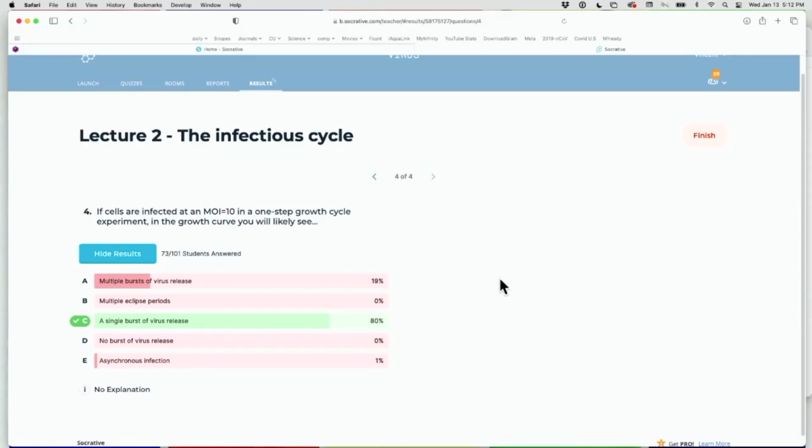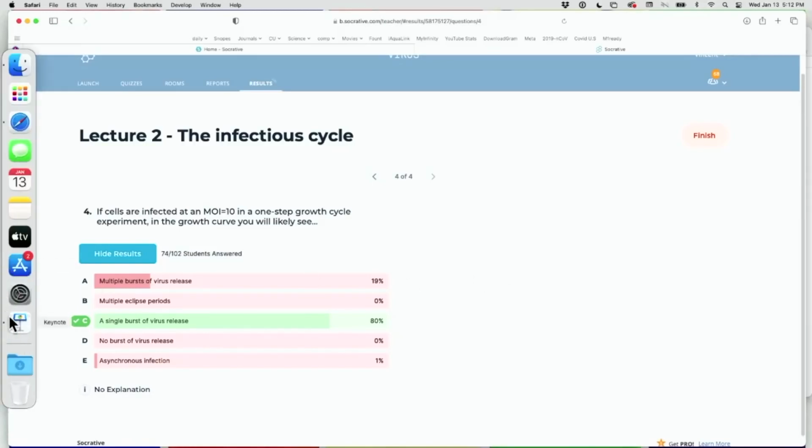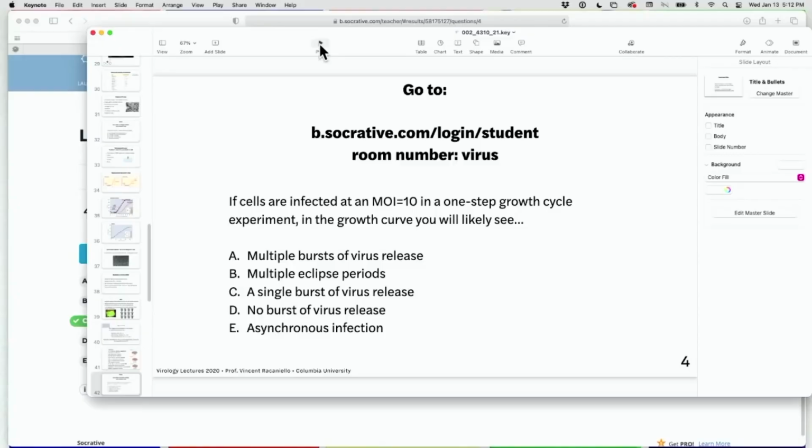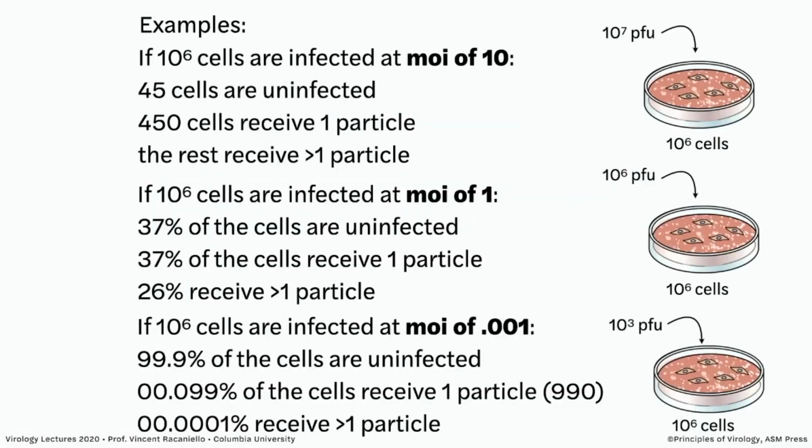A lot of you picked A, multiple bursts. You would see multiple if you did a low MOI, like 1 or below. But 10 is high. According to that formula, which I just showed you, most of the cells are infected. I'll show it to you again. Here, an MOI of 10, only about 45 uninfected cells, basically. So most cells are infected, so it's going to be a one-step growth curve.